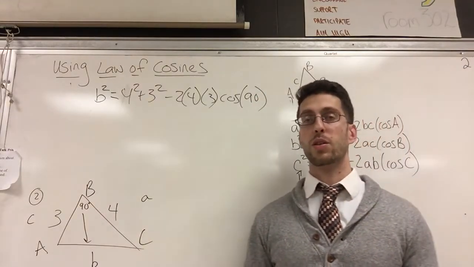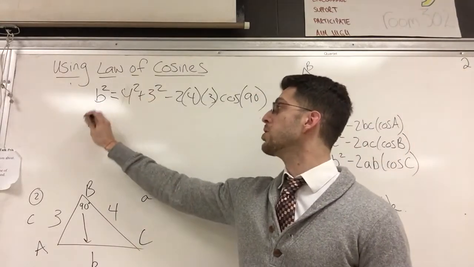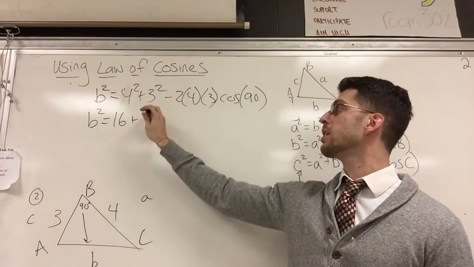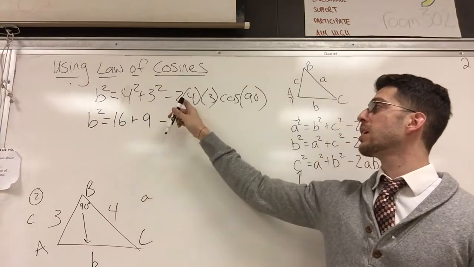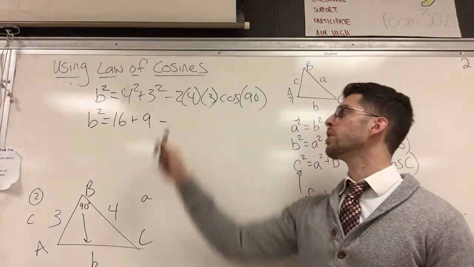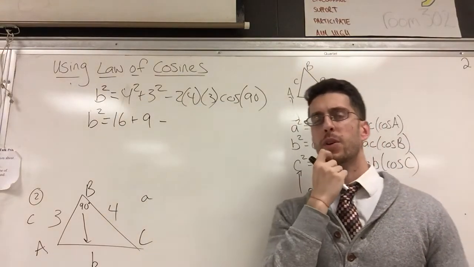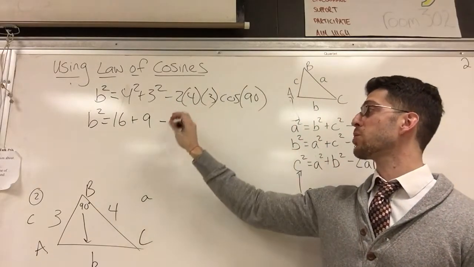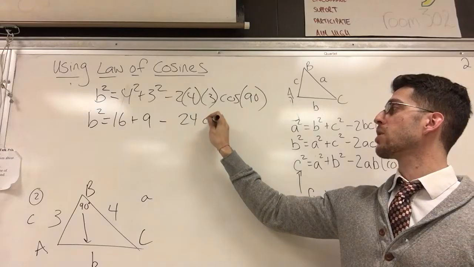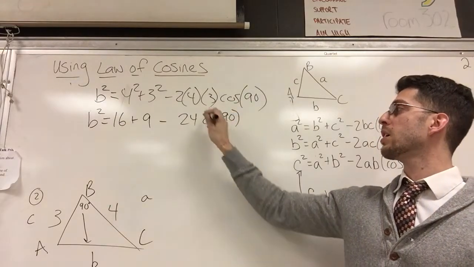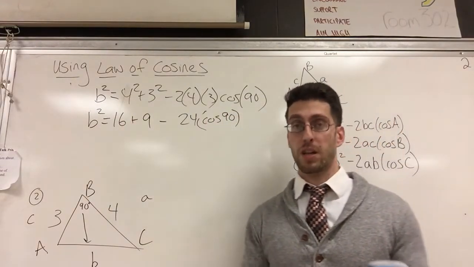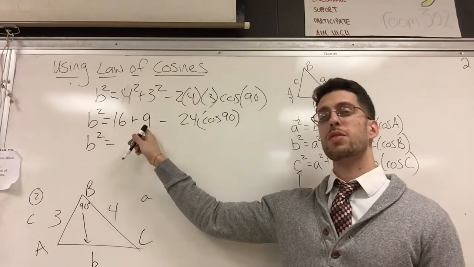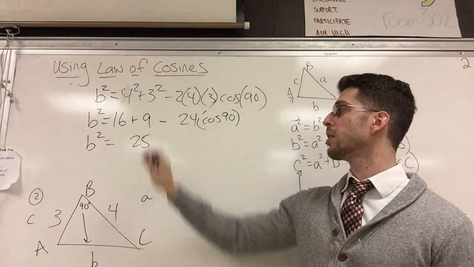All right, good. Let's continue. B squared equals 16 plus 9 minus 2 times 4 times 3. What is that? 4 times 3 is 12, times 2 is 24, times the cosine of 90. I'm putting this off to the end because, again, like I said, I don't have a calculator. All right, so B squared equals 16 plus 9. What's that? 25.